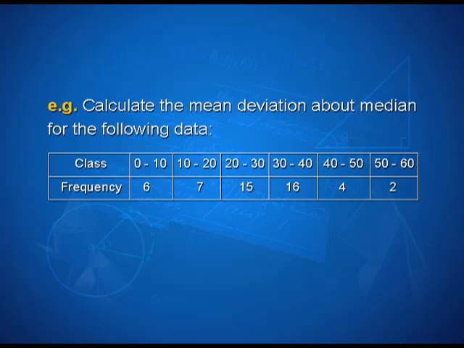Now, let us solve an example to understand this. Calculate the mean deviation about median for the following data. We have classes ranging from 0 to 10, 10 to 20, 20 to 30, 30 to 40, 40 to 50 and 50 to 60. Corresponding frequencies are 6, 7, 15, 16, 4 and 2. Now, look into the solution.